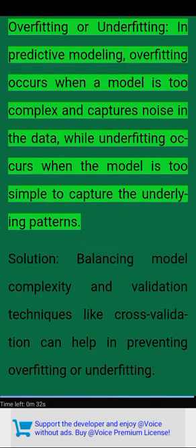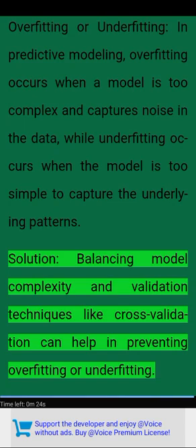Overfitting or underfitting. In predictive modeling, overfitting occurs when a model is too complex and captures noise in the data, while underfitting occurs when the model is too simple to capture the underlying patterns. Solution. Balancing model complexity and validation techniques like cross-validation can help in preventing overfitting or underfitting.